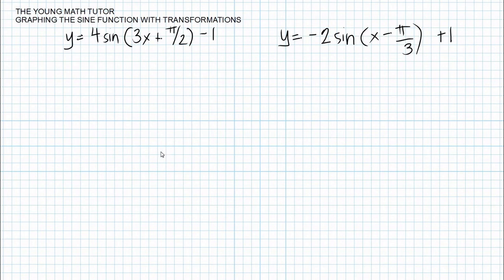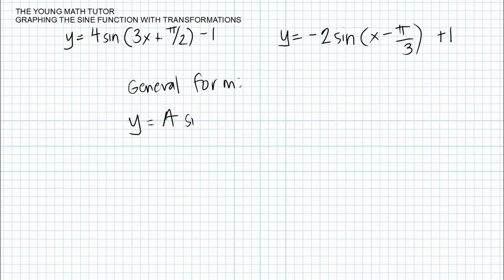Hi everyone! Today we'll be learning how to graph the sine function with transformations. So we will work with y equal to 4 sine of 3x plus pi over 2 minus 1 and y equal to negative 2 sine of x minus pi over 3 plus 1.